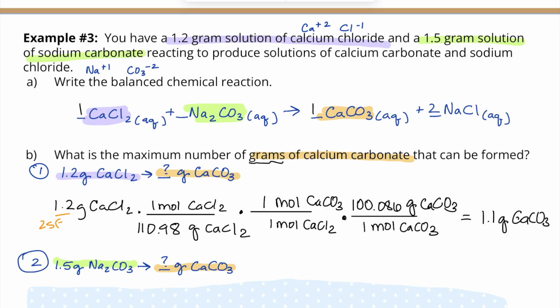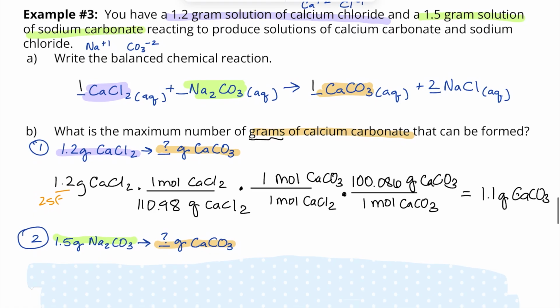And then my molar masses are 5 sig figs and 6 sig figs. My mole ratio doesn't have sig figs because those are exact. Same thing with the 1 moles in our conversions. So 2 sig figs is my answer. So I did that for the first value I was given, for my first reactant, the calcium chloride.